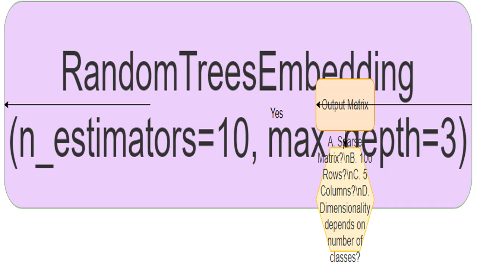I'm using a scikit-learn tool called RandomTreesEmbedding to process the dataset. This tool uses multiple random decision trees. N_estimators equals 10 means I'm building 10 separate trees. And max_depth equals 3 means each tree's branching structure is only 3 levels deep. This helps in understanding complex relationships within the data.